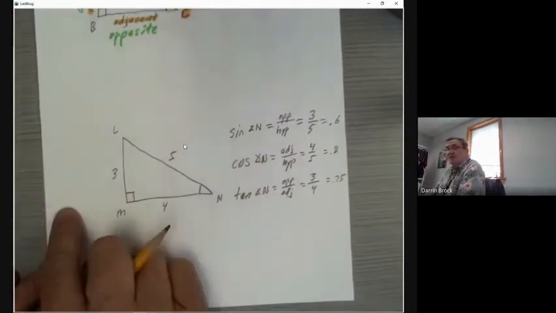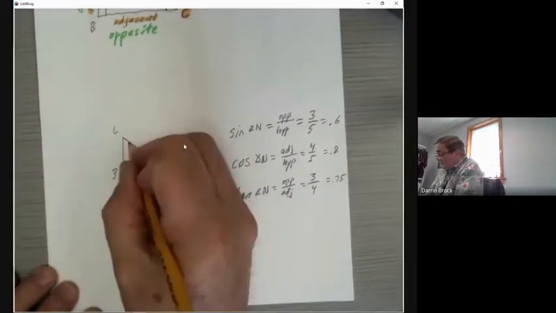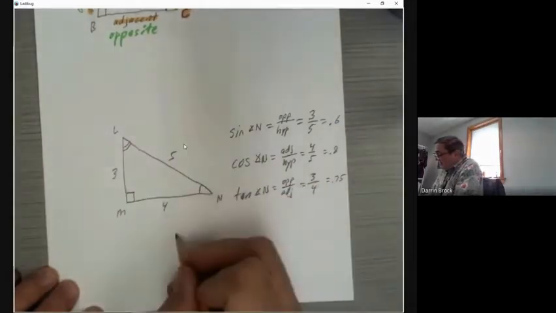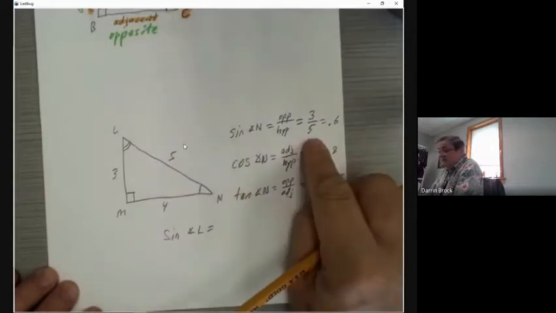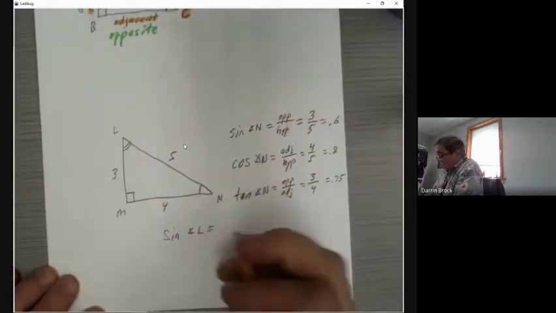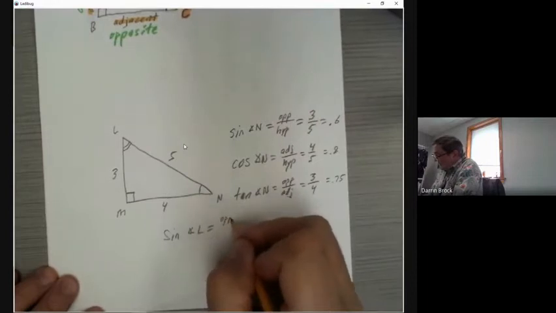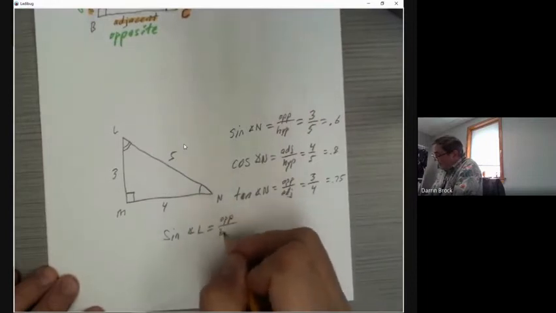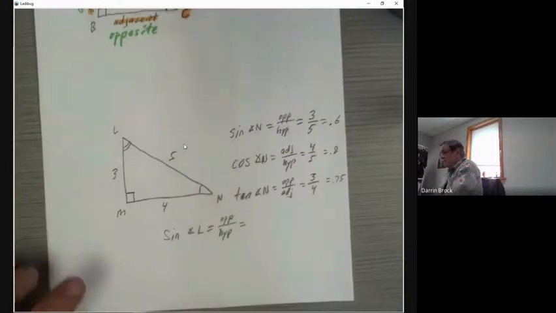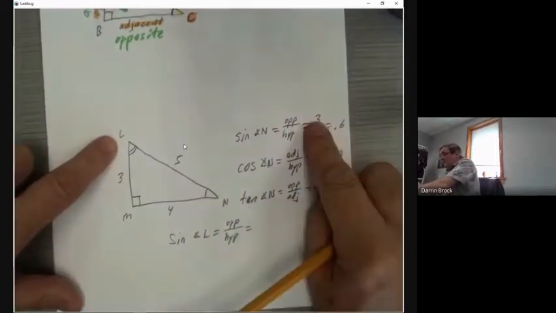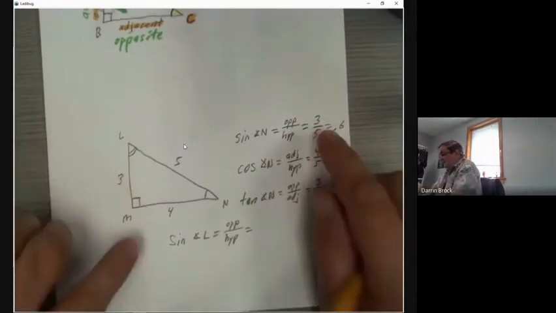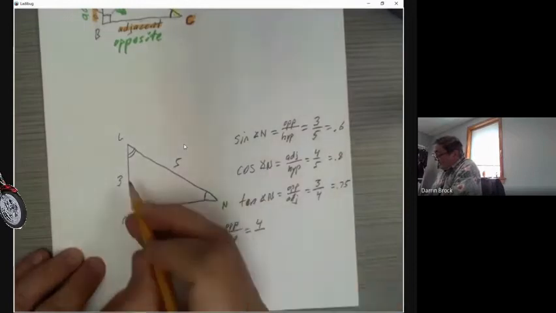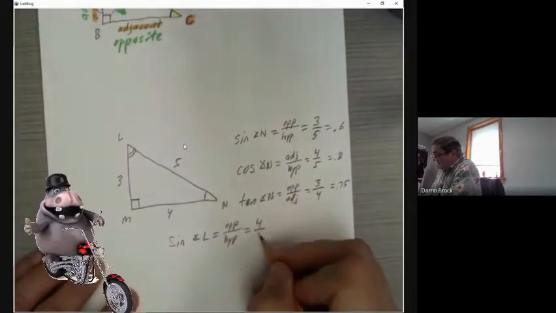What if we changed and made it angle L instead? If we moved over here, all right, we'll move to angle L. Well, the sine of angle L, is it also 3/5? Because it's opposite, still the opposite of the hypotenuse. That didn't change because that's what sine always is. Sine is always the opposite over the hypotenuse. But for L, 3 is not the opposite side. The opposite side for L is the 4. The hypotenuse is still the same because the hypotenuse never changes.